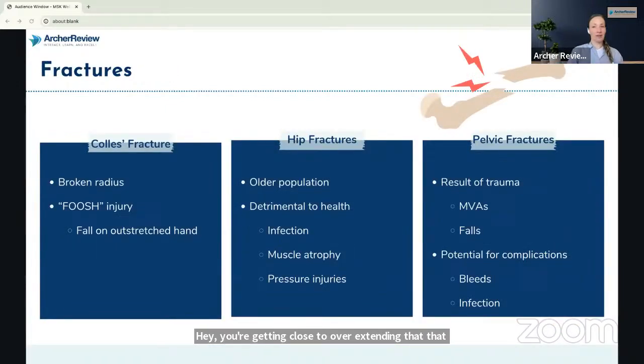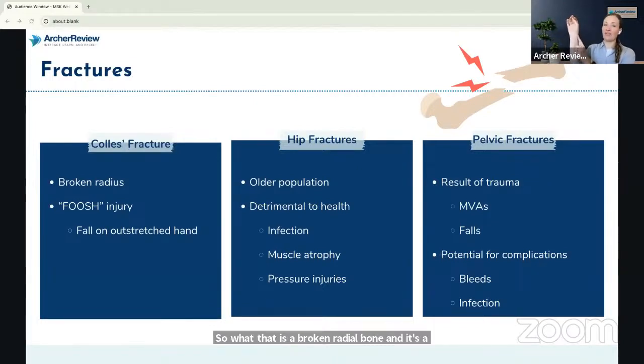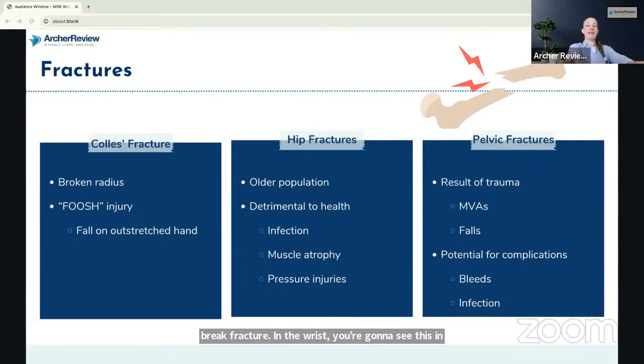All right. Real quickly, fractures, broken bones. Really the most common is going to be that FOOSH injury. That is a broken radial bone, a distal fracture in the wrist. You're going to see this in people who tell you, I fell over and I put my hands out to catch myself. That's where we get the word FOOSH. It's fall on an outstretched hand. Okay. FOOSH injury, you're thinking the Colles fracture, distal radial fracture.